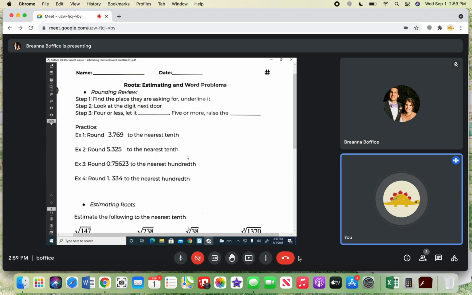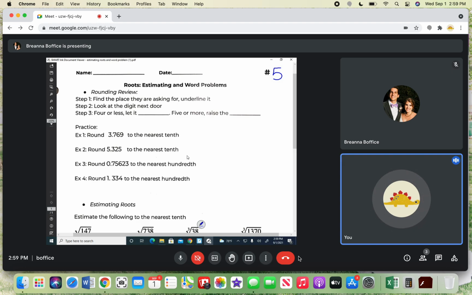All right, guys, we are talking about roots, estimating them, and word problems. Before, we were doing perfect roots that gave us whole numbers every single time. This time they're going to be giving us decimals, and we're going to have to round them. That's why we're calling it estimating them, because we are rounding them. So the first thing we're going to do is a quick rounding review. Also, this is number 5 in your notebook.